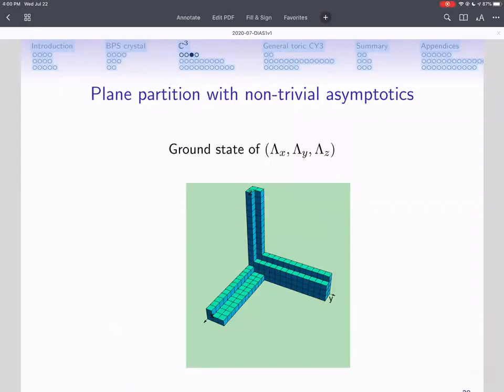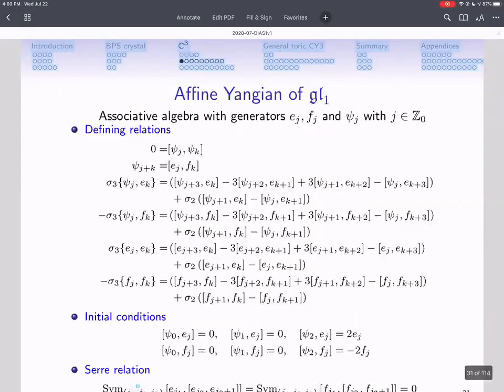So once you fix the 3 Young diagrams, you go inside the room and then look at the minimal configuration. That will be the ground state of this particular module. And then the excited states will be adding more boxes on the ground state. So this is the building block, or the starting point, of our BPS algebra here, called alpha Yangian GL1.